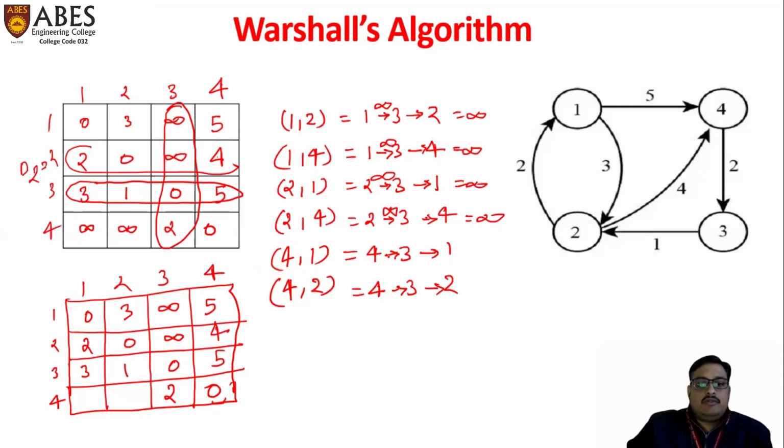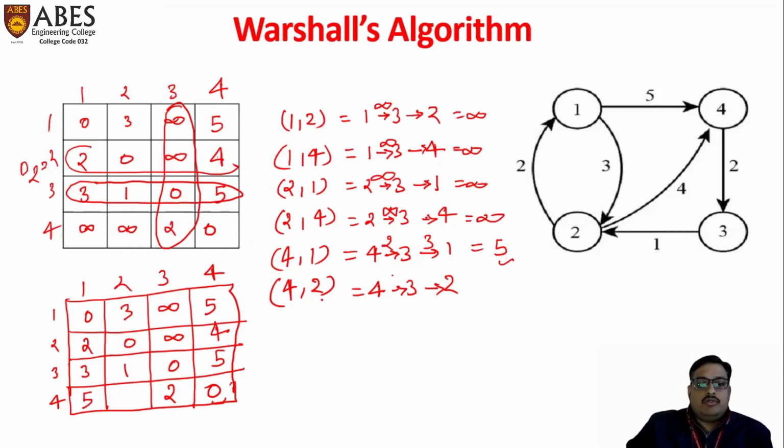Now come to 4,1. For 4,1, we go 4 to 3. 4 to 3 is 2, and 3 to 1 is 3. So 3 plus 2 is 5. The existing value of 4 to 1 is infinity, so we'll definitely take this minimum. We'll update this weight as 5.